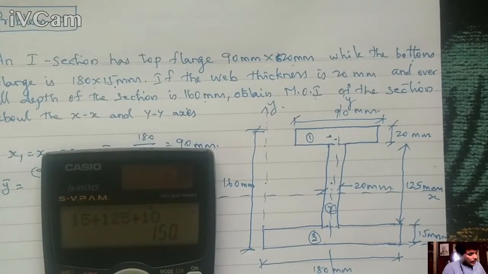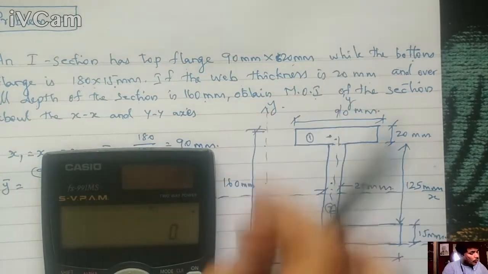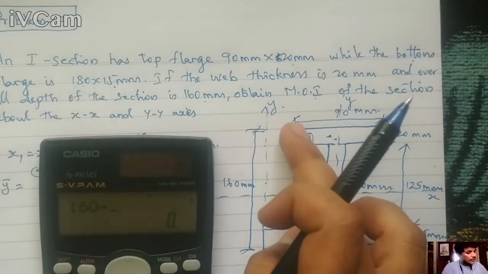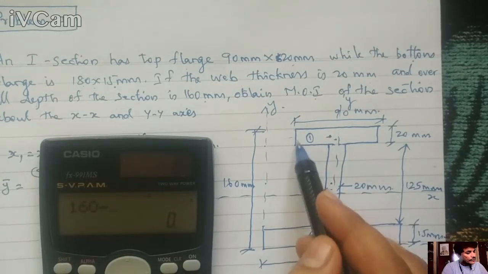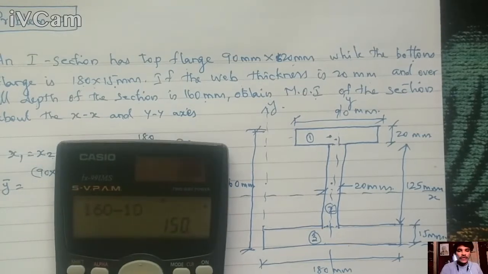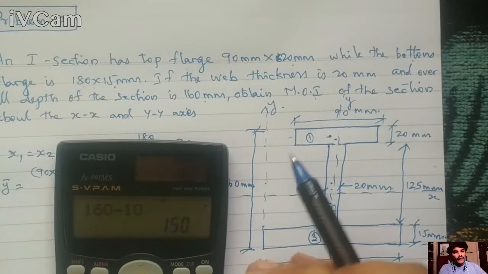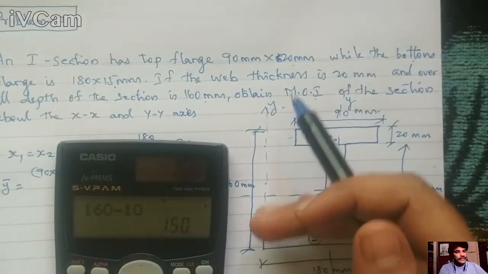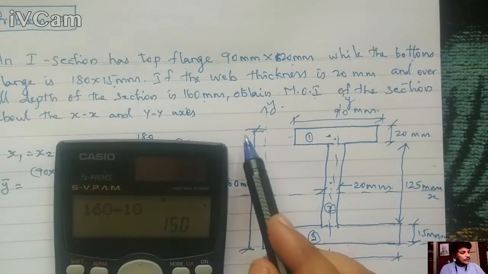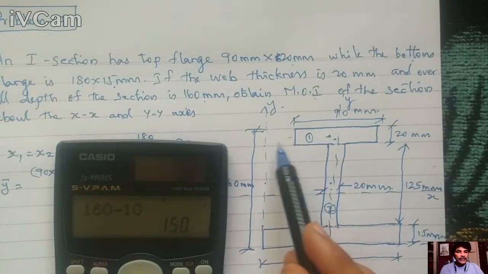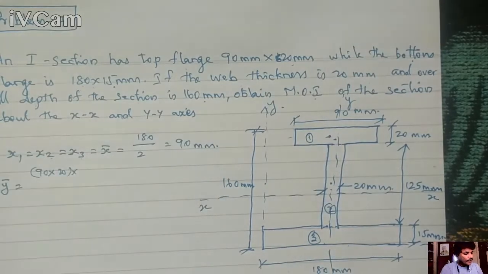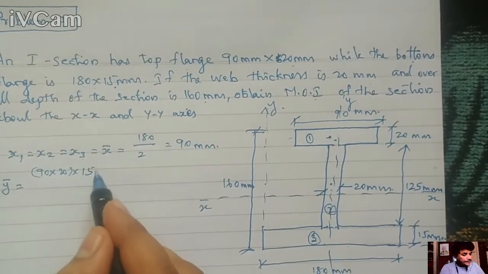Otherwise you can calculate it like this also. You know the overall depth, so 160 minus this half of 20 mm. 160 minus 10, you will get 150. You can use both ways. Either you add from the bottom, the third section, the second section, and half of the first section. Otherwise, since you know the overall depth, you can subtract half of the first section thickness. Okay, so you will get 150 mm.